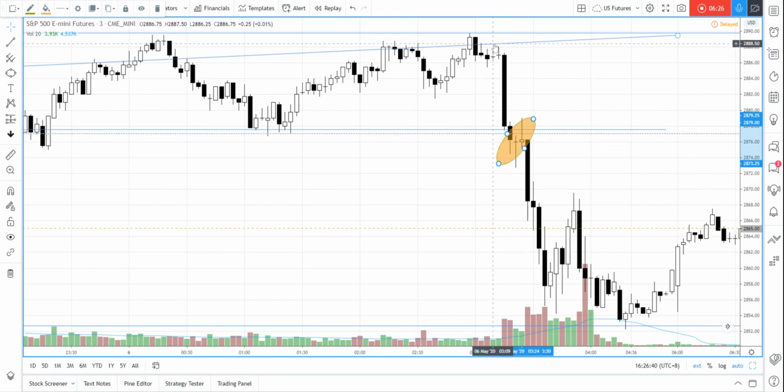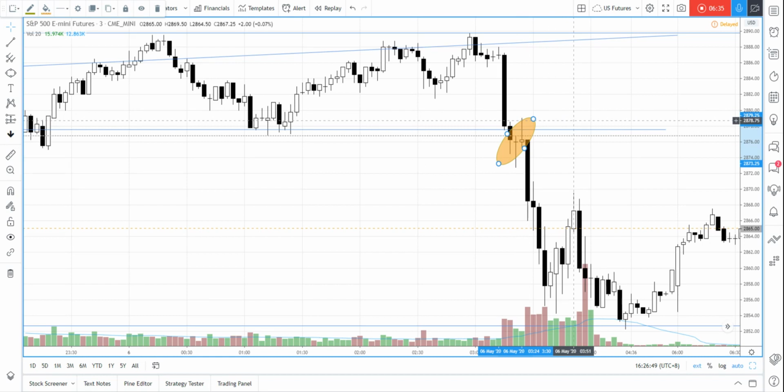So we see that first we have a sign of weakness with increasing supply, followed by a wick rally up, inability to commit above the resistance level, and eventually we see a strong sell off.